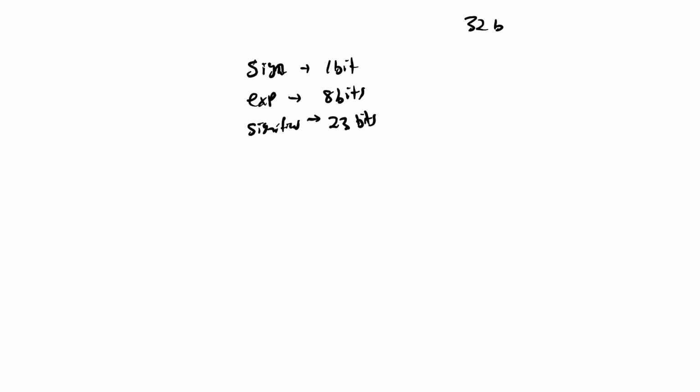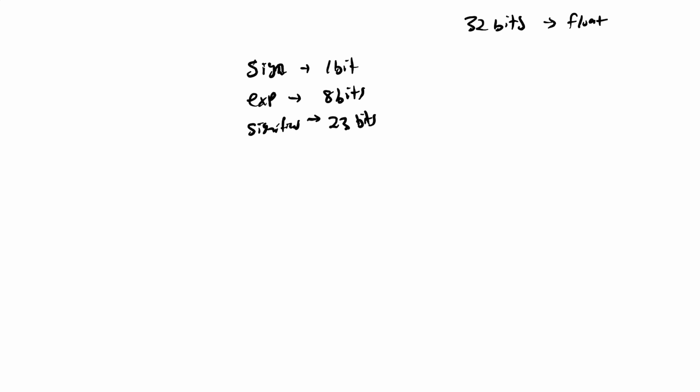IEEE floating point is very similar to the floating point notation that we talked about earlier. Basically, the main thing that changes is the size of everything. So the sign bit is still going to be 1 single bit. What changes is that the exponent is now going to be 8 bits in size. And the significand is going to be 23 bits. This gives us a total of 23 plus 1 is 24, plus 8 is 32 bits. This is a floating point number.